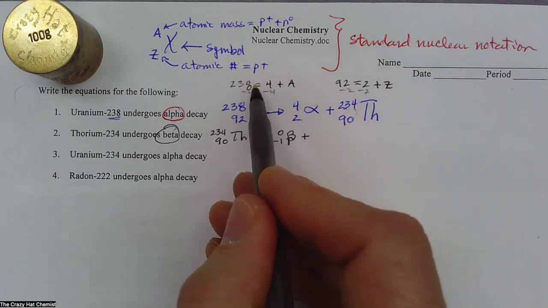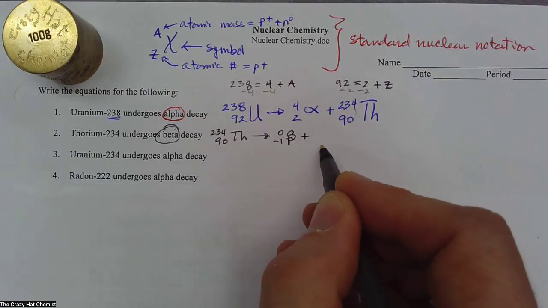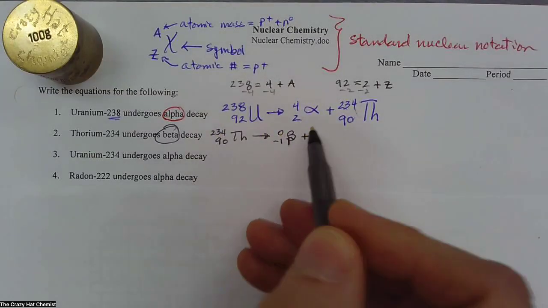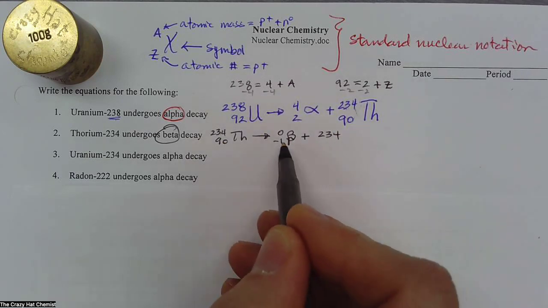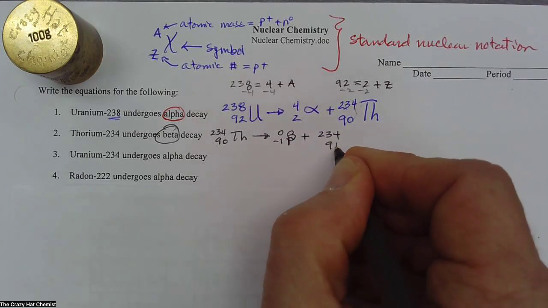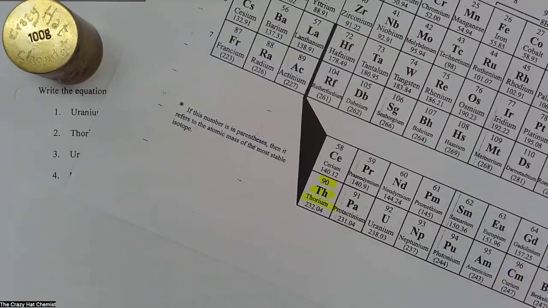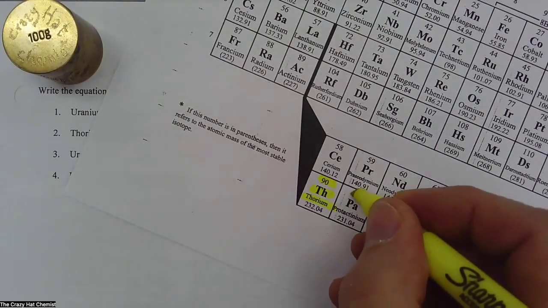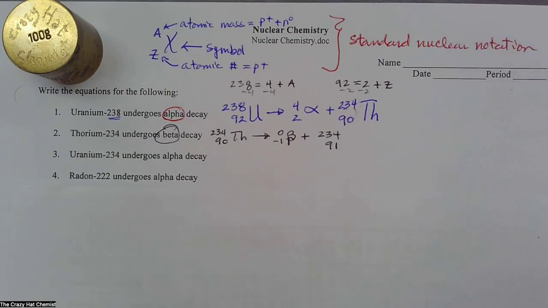And we're going to be doing the same thing mathematically that we did over here. And that's A, X, Z. We're solving for A, X, Z. 234 is equal to 0 plus what number? That would be 234, of course. And then 90 is equal to -1 plus what number? That's the Z, and that's going to be 91. All right, so now I need to look up 91 on our periodic table, and we are going to find that right here. That is element number 91, and that is protactinium, and that is Pa. So I'm going to write here Pa just like that. Perfect. All right, cool.